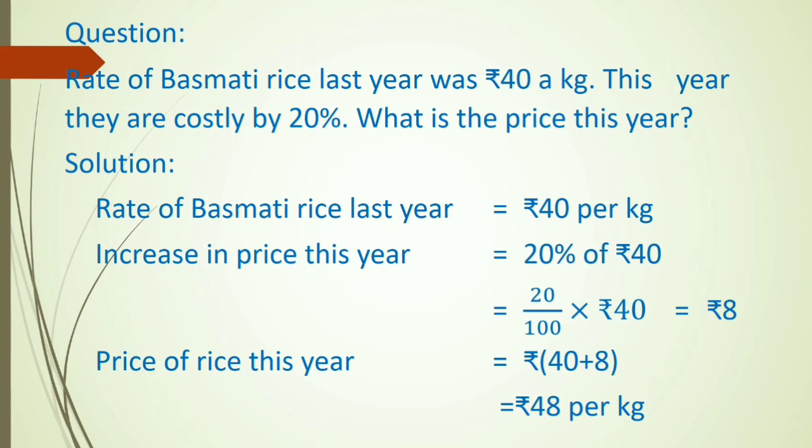So the increase in price this year is rupees 8 and the price last year was rupees 40. To find out the price of rice this year, we have to add both of these values, that means rupees 40 plus 8 is equal to rupees 48 per 1 kilogram of rice.